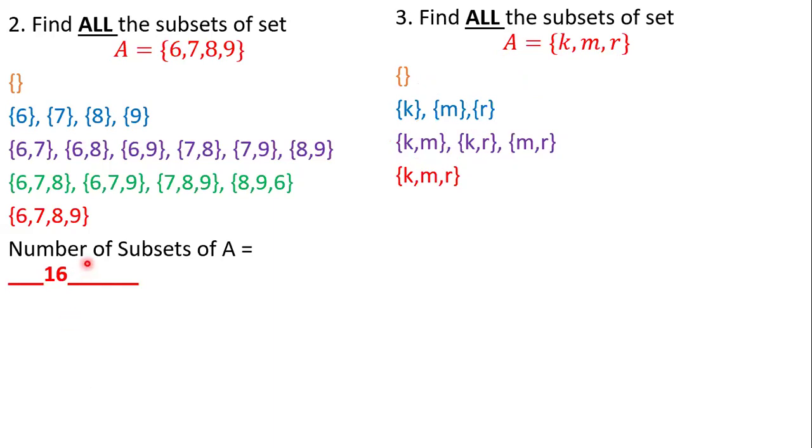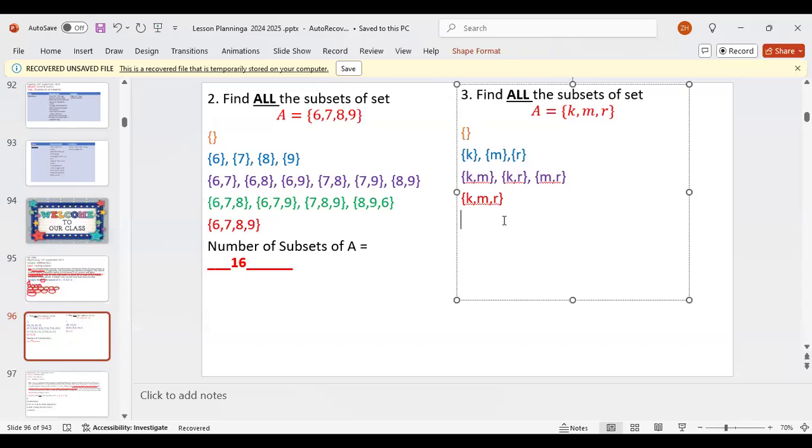Do you all see a pattern or no? Yes. What's the pattern? If it has 3 elements, it has 8 subsets. If it has 4 elements, it has 16 subsets.